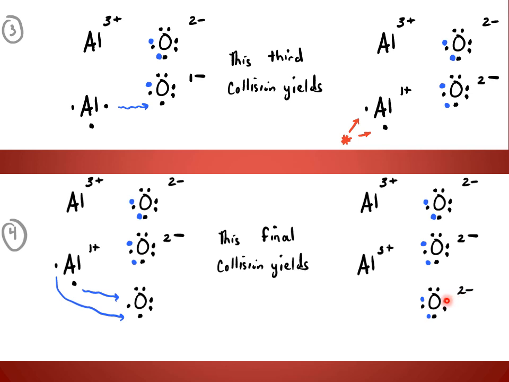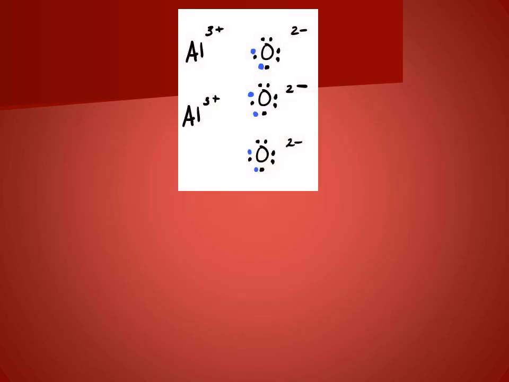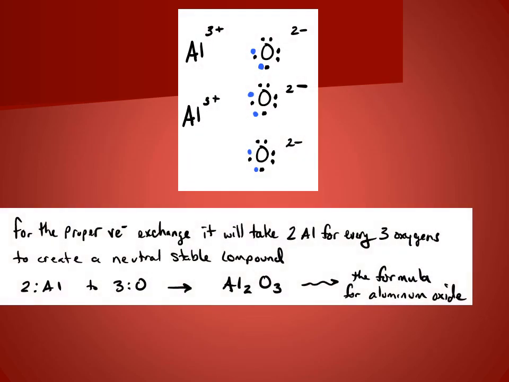Notice everything is officially now stable. Everything has an octet. Look at the charges. 3 positive and 3 positive is an overall 6 positive. 2 negative, 2 negative, 2 negative is an overall 6 negative charge. 6 positive, 6 negative cancels. 6 electrons transferred, lost and gained. Everything matches up. Okay, so here is the final arrangement, and here's the summary.